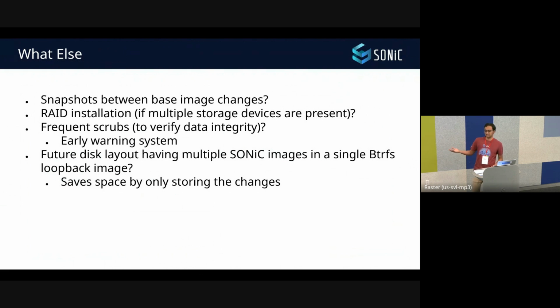You could do some sort of RAID installation if you have multiple storage devices present on that particular hardware. You could do frequent checks to see if there's any silent bit drop or anything happening there, what BTRFS calls scrubs. And there could theoretically be some sort of future layout where we have multiple images stored in a single loopback image. The idea being that only the changes between the images are added to that loopback image. That will be much smaller in space.